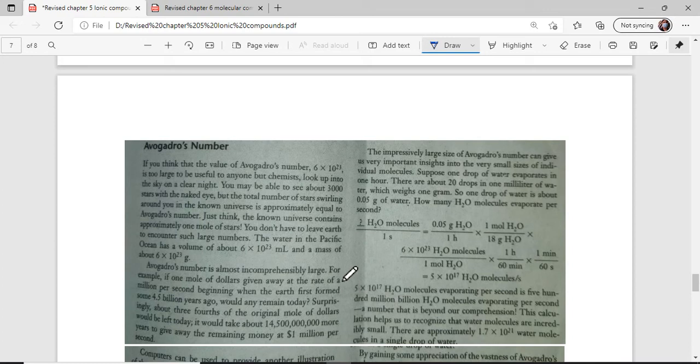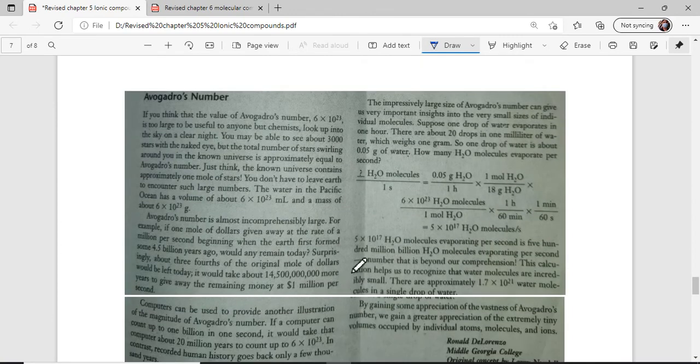You don't have to leave Earth to encounter such a large number. The water in the Pacific Ocean has a volume of around 6 times 10 raised to 23 ml and a mass of 6 times 10 raised to 23 grams, the same as Avogadro's number. Avogadro's number is almost incomprehensibly large.